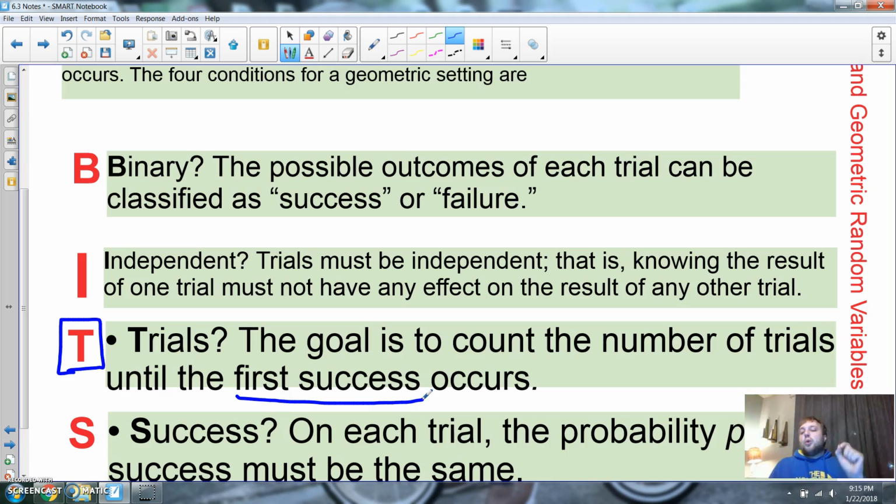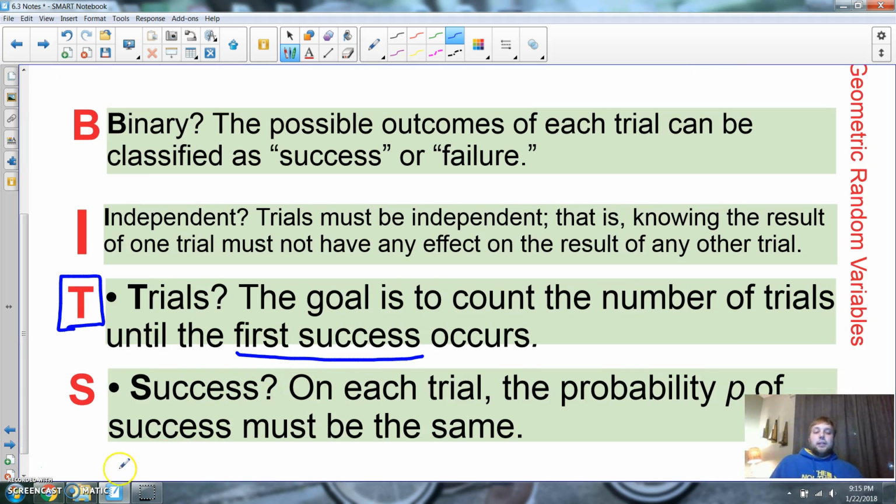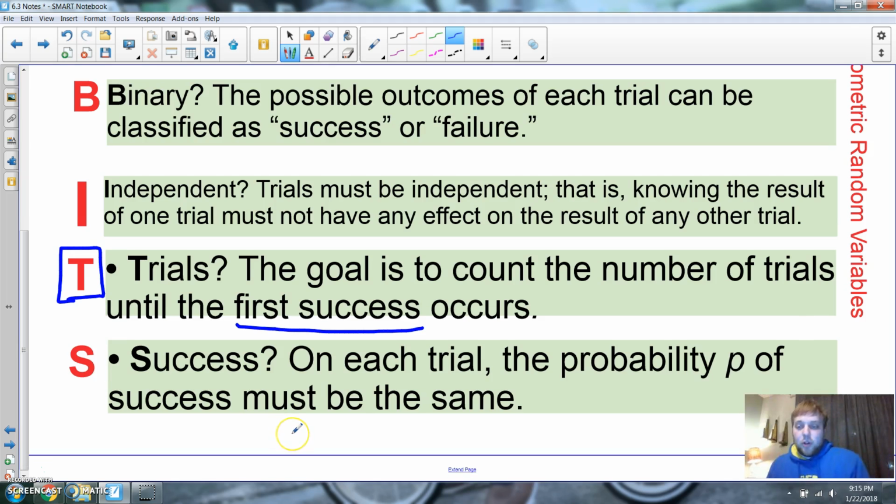It's not, I'm going to go and go and go until I get 2 successes. That's not geometric. Geometric is if I go and go and go and get my first success. Also, finally, the last thing: the probability of success on each trial must stay the same. So if I had this shot the first time, I've got to have the same shot the second time. Let's go through a couple situations here.